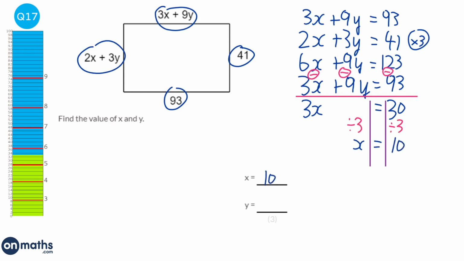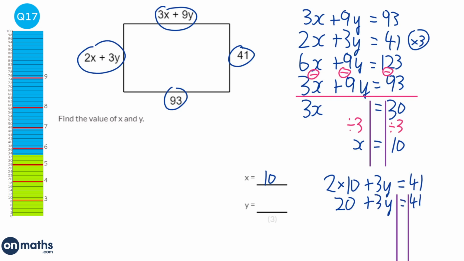So we know what x is, but we need to find out what y is. So what I'm going to do is pick one of the equations. I could pick the 2x plus 3y equals 41 and just substitute the value of x in. So 2 times, instead of x, it's times 10, plus 3y equals 41. So it would be 20 plus 3y equals 41.